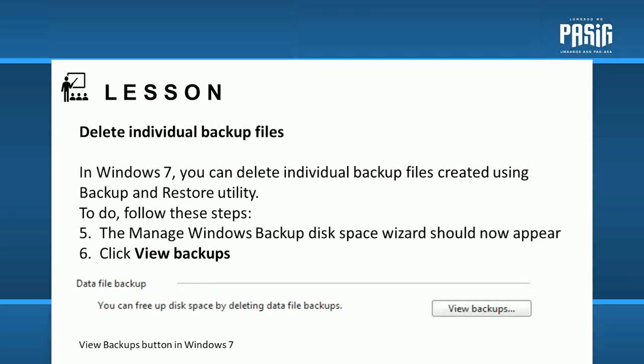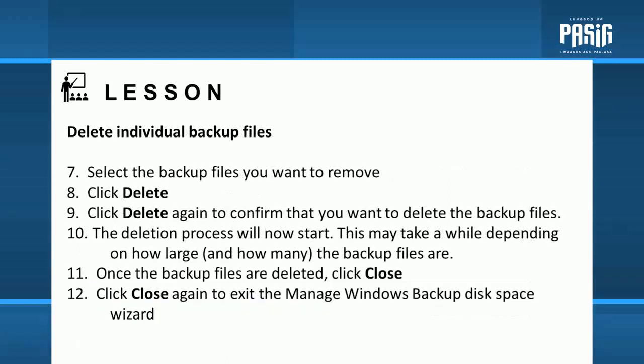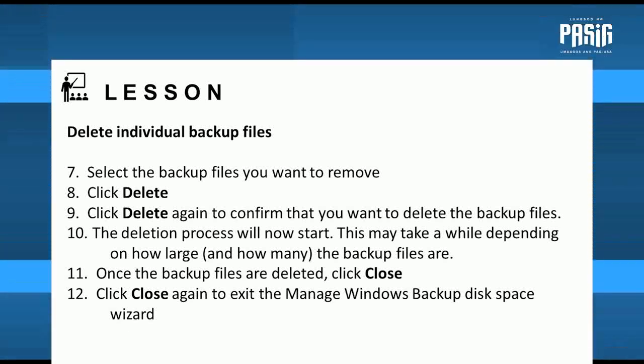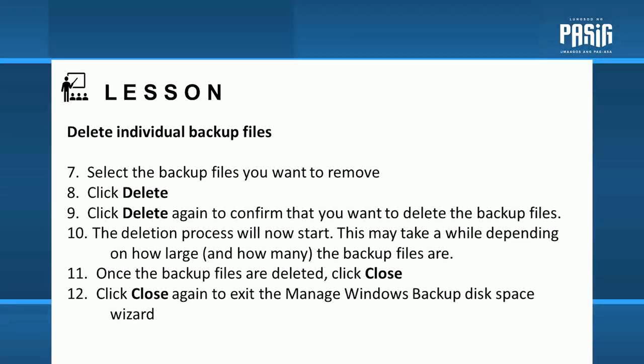6. Click View Backups. 7. Select the backup files you want to remove. 8. Click Delete. 9. Click Delete again to confirm that you want to delete the backup files. 10. The deletion process will now start. This may take a while depending on how large and how many the backup files are. 11. Once the backup files are deleted, click Close. 12. Click Close again to exit the Manage Windows Backup Disk Space wizard.